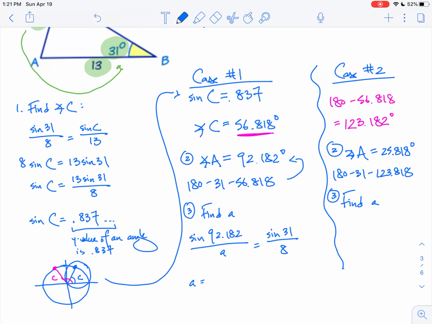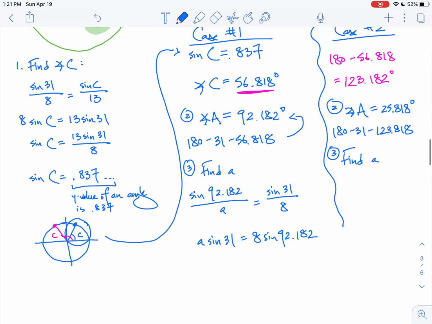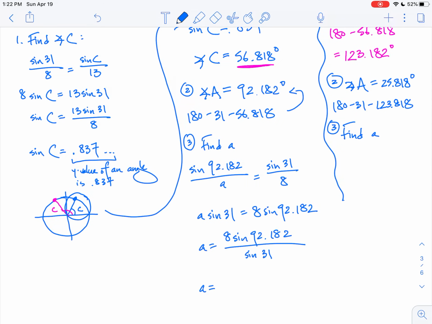And if I solve for a here, I will get, all right, let me cross multiply. I get a sine 31 equals 8 sine 92.182. And I could do 8 sine 92.182 divided by sine 31. And I'm going to get little a equals 15.522. Okay? So that's what happens if I follow the path for the first angle C that I found, or for case number 1.